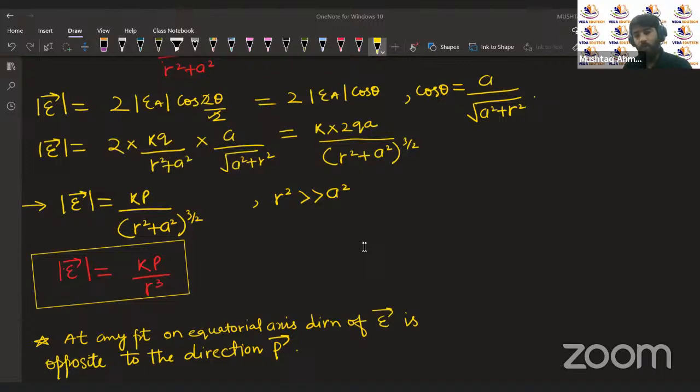There were two major points which we concluded the day before yesterday. The conclusion was that the electric field at an axial point is along the direction of the dipole moment, and at an equatorial point, the electric field vector is opposite to the direction of the dipole moment vector, right?